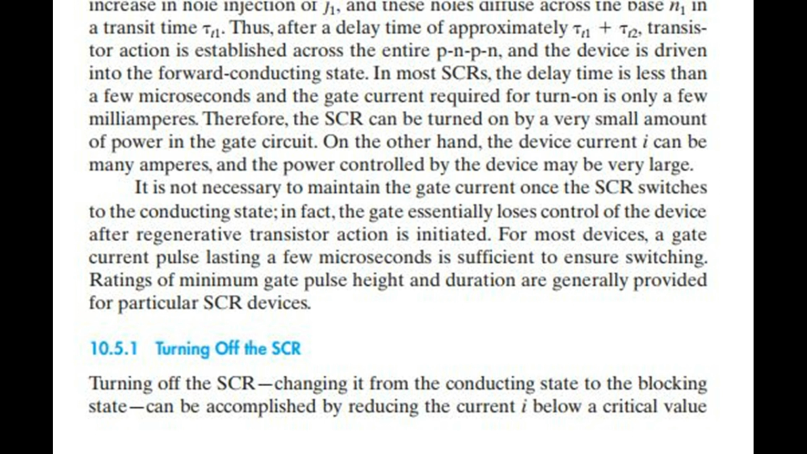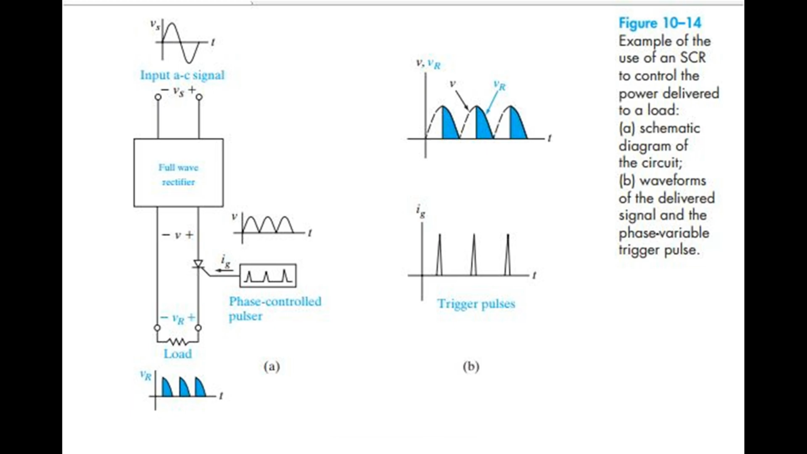Turning off the silicon-controlled rectifier. Turning off the silicon-controlled rectifier, changing it from the conducting state to the blocking state, can be accomplished by reducing the current I below a critical value, called the holding current, required to maintain the α1 plus α2 equals 1 condition. Figure 10.14: example of the use of a silicon-controlled rectifier to control the power delivered to a load. A. Schematic diagram of the circuit. B. Waveforms of the delivered signal and the phase variable trigger pulse.